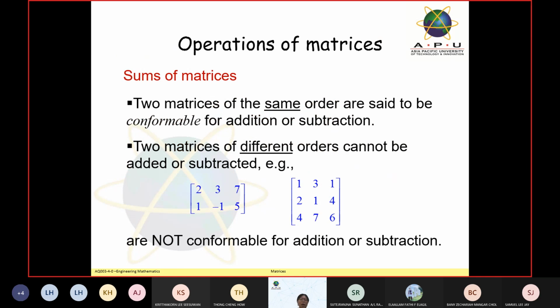Okay, next one is the operations of matrices. How we do the sum and also the subtraction. When we do the sum of matrices, we have to make sure the matrices have the same order, then we can do the summation. If the orders are different, we cannot add, we cannot subtract. For addition and subtraction, the matrices must be the same order or same dimension.